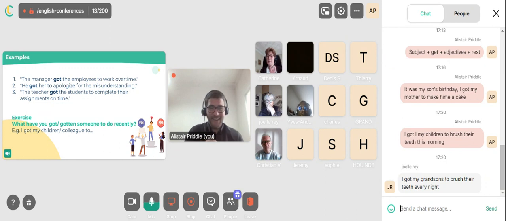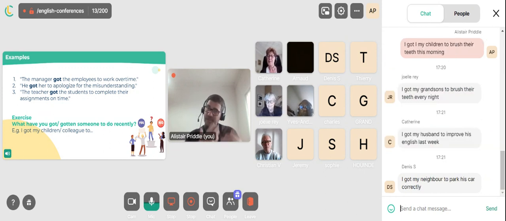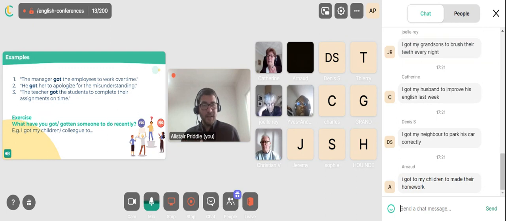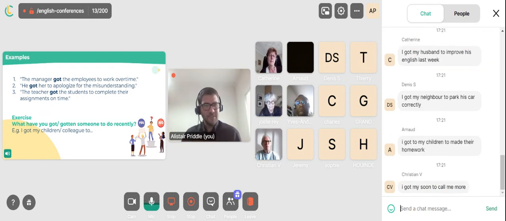Okay, there we go. So that's a good one straight away. I got my grandsons to brush their teeth every night. Okay, so if we say every night, we'll put it into the present and say I get my grandsons to brush their teeth every night. Okay, I got my husband to improve his English last week. Oh, that was good. Well done.